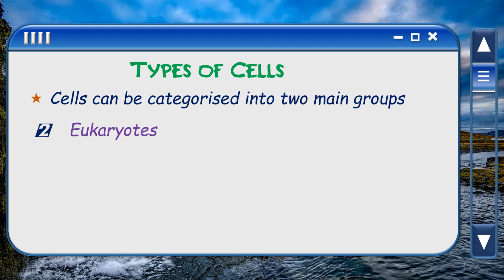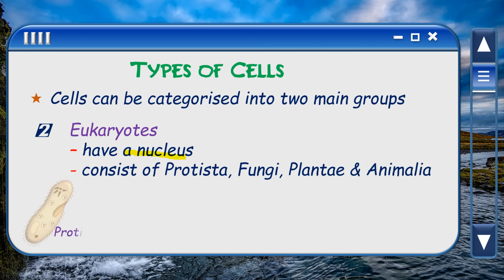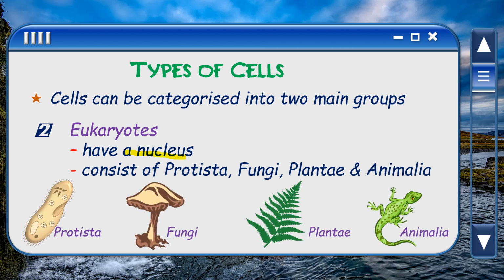The second group are the eukaryotes. These ones have a nucleus, and they consist of the protoctista, the fungi, plantae, and animalia. And here we have given some examples: of protoctista, the paramecium; fungi, mushroom; plantae, ferns; and animalia, the lizards.